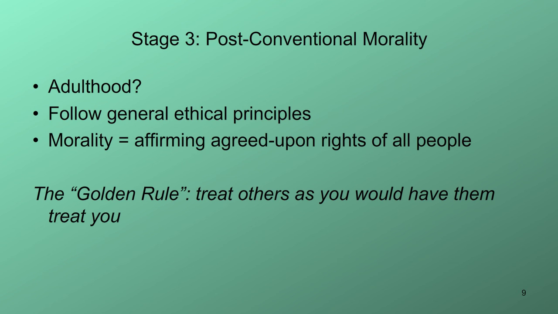So we're following general ethical principles, and morality equals affirming basic agreed upon rights of all people. So for example, the right to life, the right to freedom, the right to be able to speak your mind. All of these are things that would be considered agreed upon rights that all people should have. And this is what morality means in the post-conventional sense. We're going to try to apply Kohlberg's model of pre-conventional, conventional, and post-conventional morality in just a minute. Go on to the next slide.